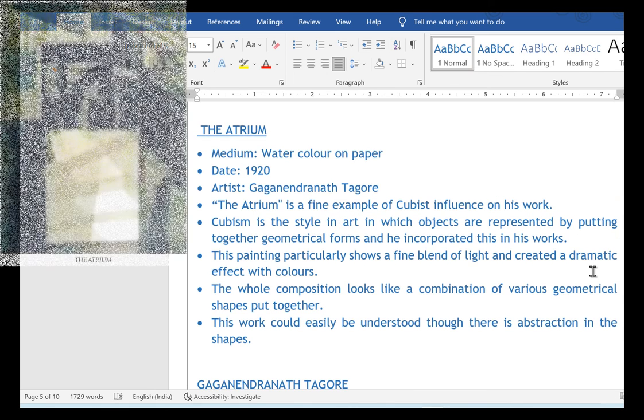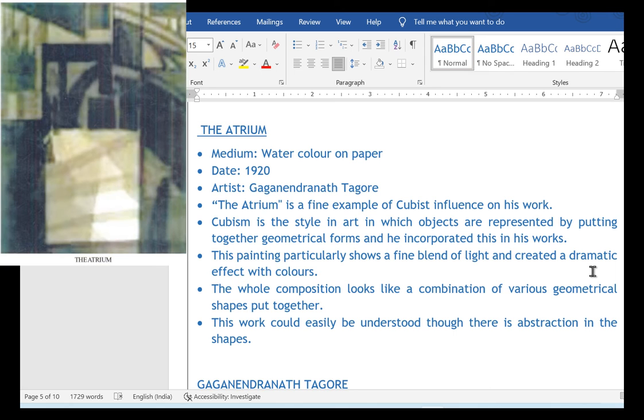The last painting in this chapter is the Atrium. This is a watercolor painting done on paper. It was done by Gaganindranath Tagore in 1920. This is a fine example of the Cubist influence in this painting.